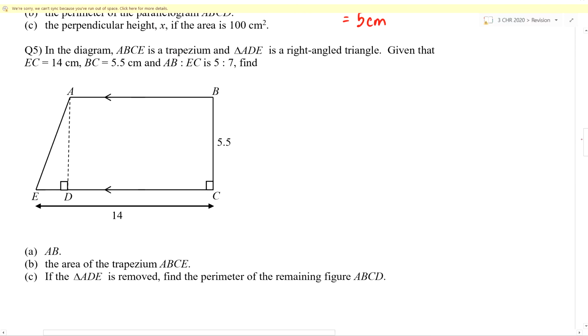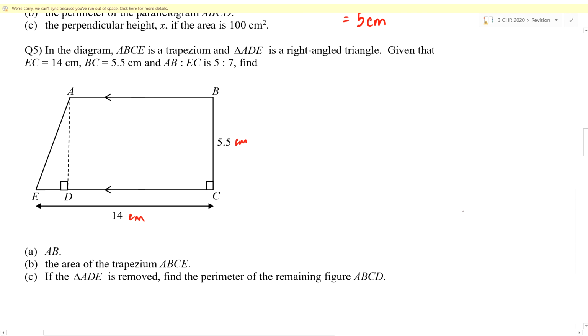So we are given the following information. It's a trapezium. ADE is a right angle triangle. So it is good practice, just trace it out. ADE is a right angle triangle. EC is 14 cm. BC is 5.5 cm. AB to EC is 5 to 7, 5 units to 7 units.